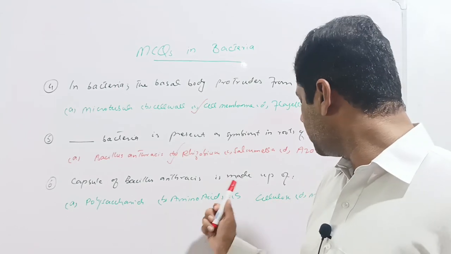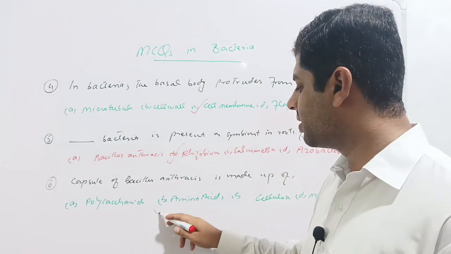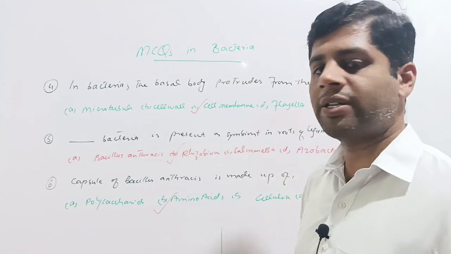The polysaccharides, cellulose, or murine, these basically constitute the cell wall of bacteria, while the amino acids synthesize the capsule of the bacteria. So the option B is correct, amino acids.